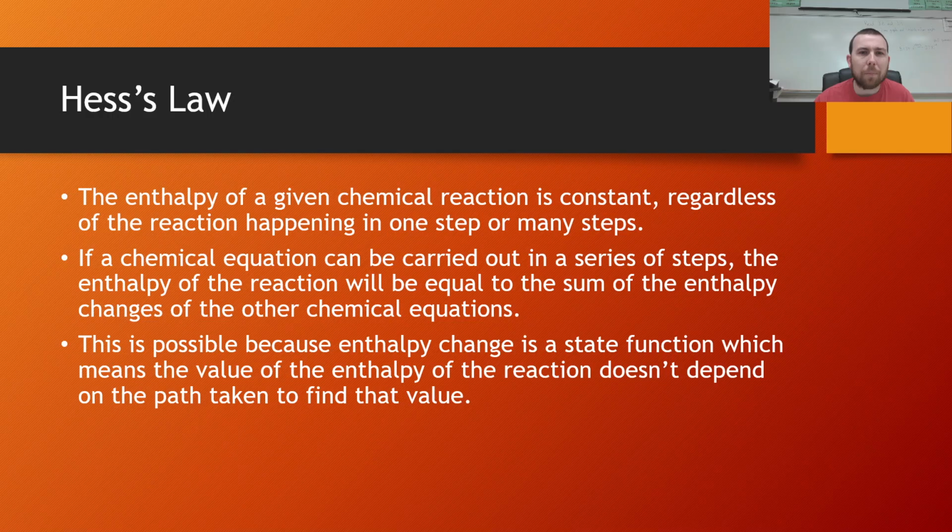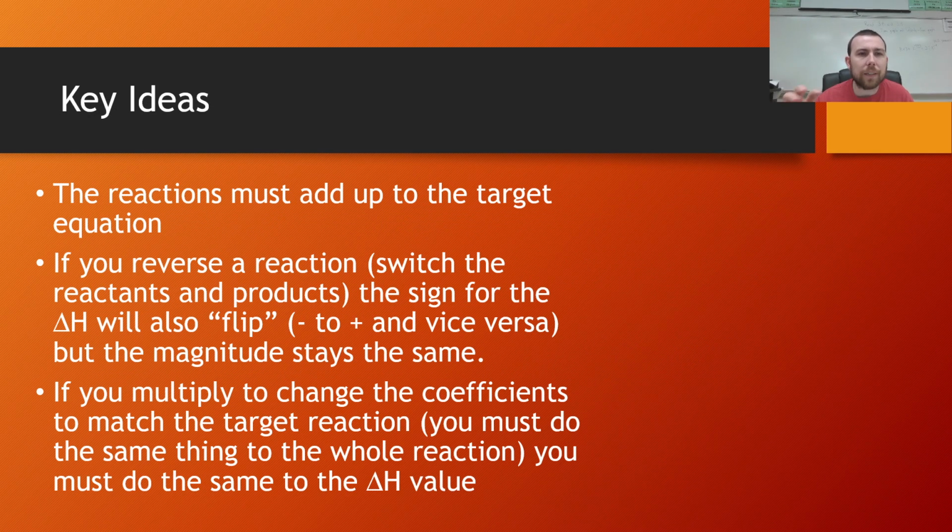So that being the backdrop, here are some things that we need to keep in mind as we're using Hess's Law. The first thing, just like in our kinetics unit when we're looking at mechanisms, is that the sum of your steps better make up your target equation, right? If you've got a series of steps, the reactants and products that you get from those steps need to match up with the overall process that you're trying to measure.